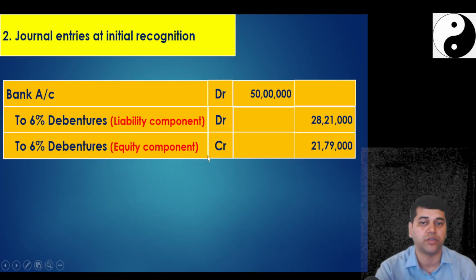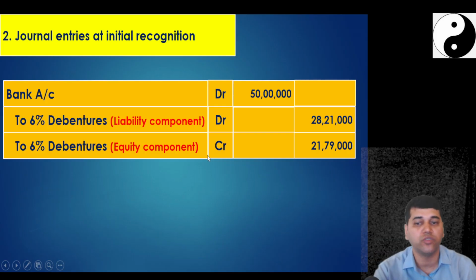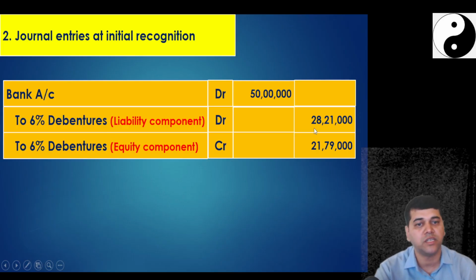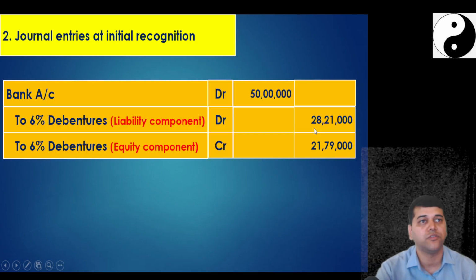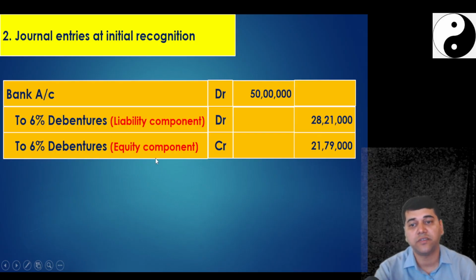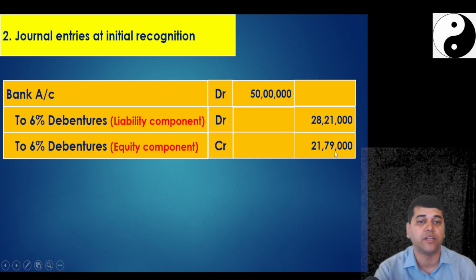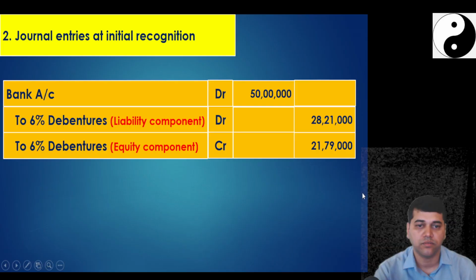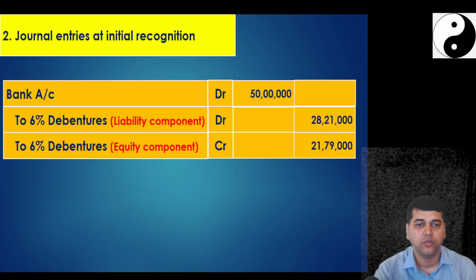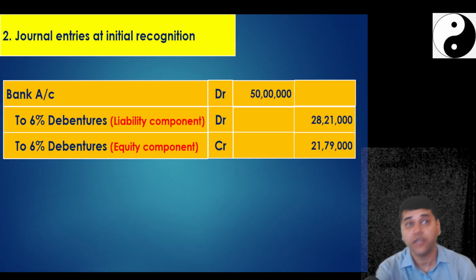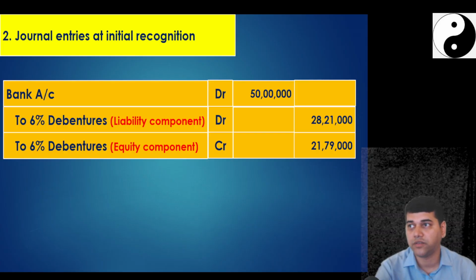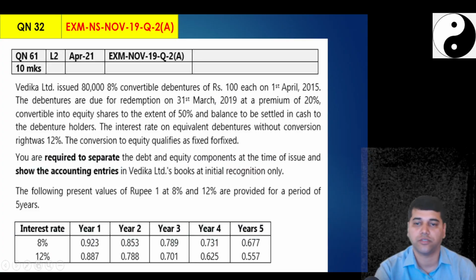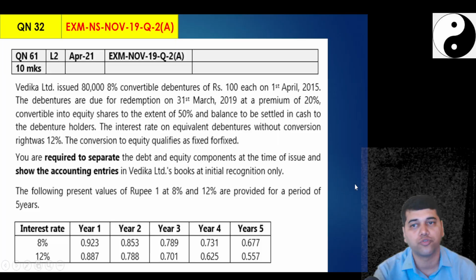to 6% debenture equity component. So this is what you're going to show in SOCE. 50 lakhs bank account debit, 50 lakhs to 6% debenture 28 lakhs 21,000, which you show as a liability, and 6% debenture which you show in equity component 21 lakhs 79,000. This 21 lakhs 79,000 you are going to show in the statement of changes in equity, first column, till the time of conversion. Yes. Next question. Please pause the video, students, and do the next question.